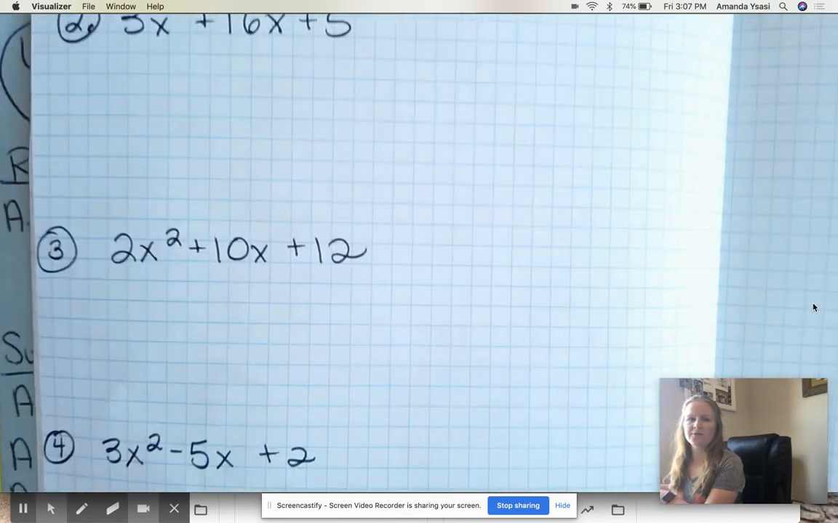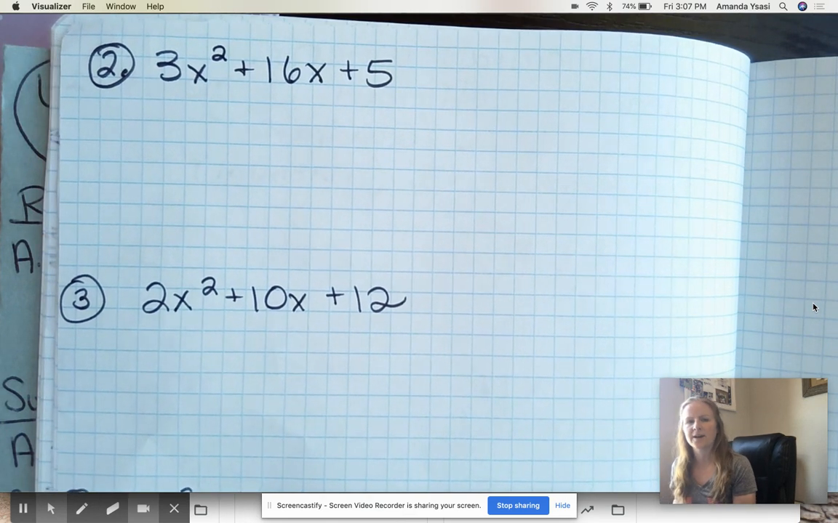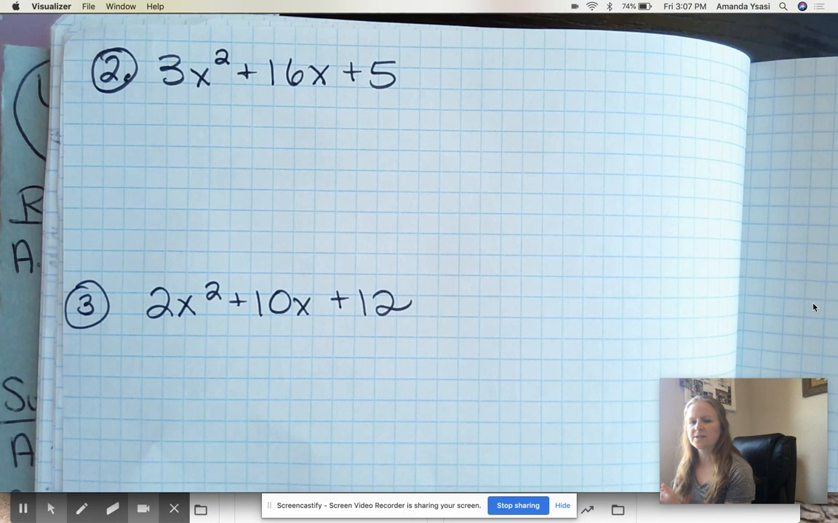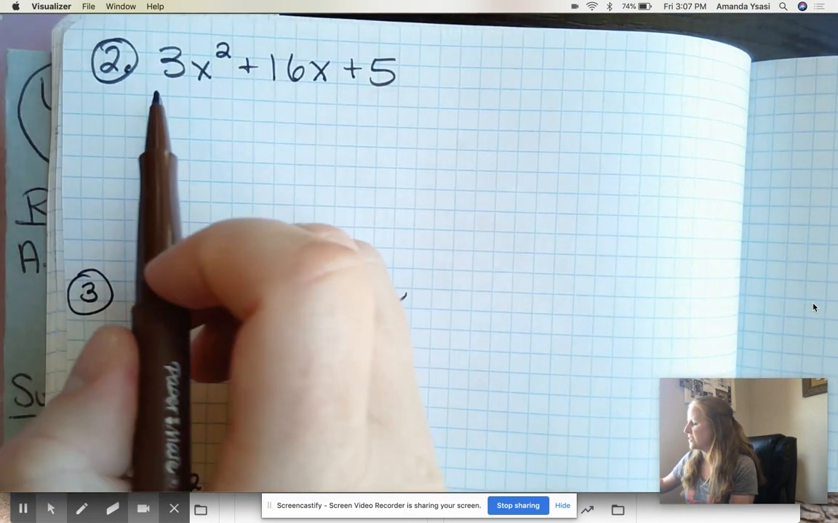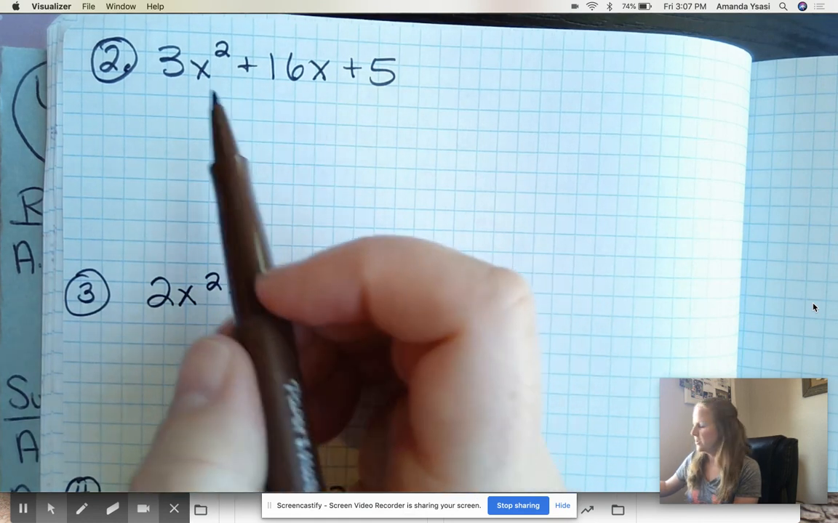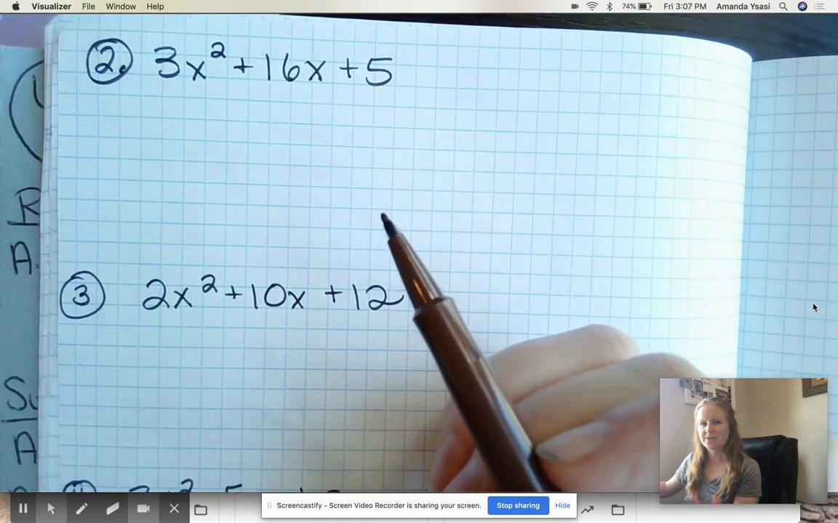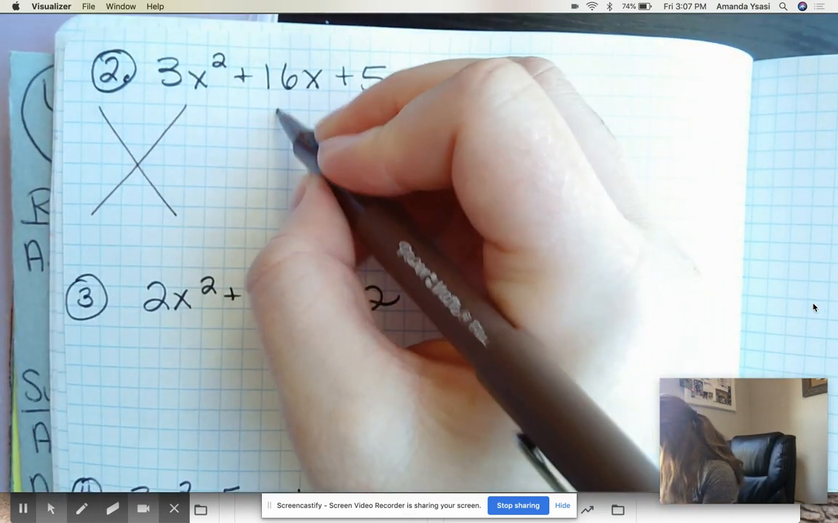Let's look at the next page in my journal. Okay, so here are a few more examples. We're going to work through these. So we have 3x squared plus 16x plus 5. Before I do factoring, I always want to look and see if I can factor anything out of here. So 3x squared, 16x, and 5. There's nothing I can factor out. So then I go ahead and proceed with my X box.